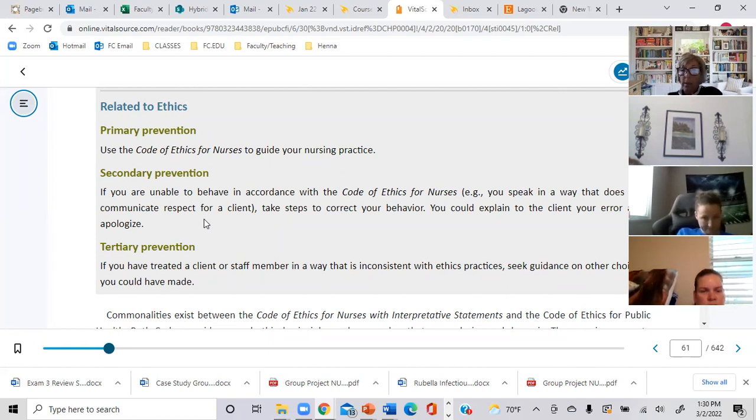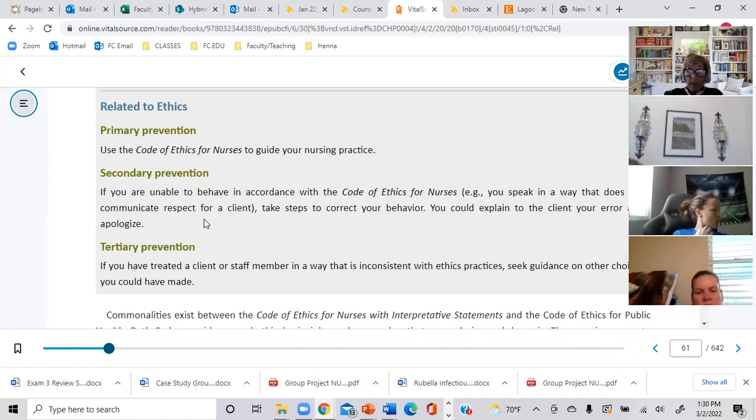Remember, secondary, don't just think screening, you have to think beyond that. Early identification, early intervention, right? So here in secondary, we're potentially identifying somebody who has made a misstep, right? So we've early identified it, right? And tried to correct it, right? You could explain to the client your error and apologize. So you're trying to prevent it from going any further.